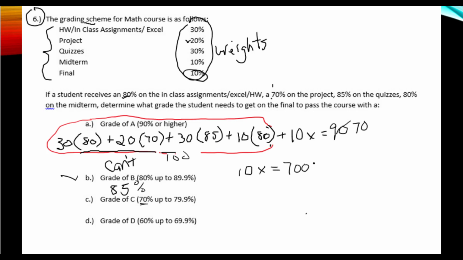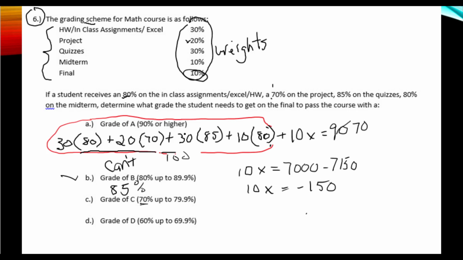And then I'm going to subtract 7150. So we get 10x equals negative 150, and you think you made a mistake. But let's look at this. You didn't make a mistake.